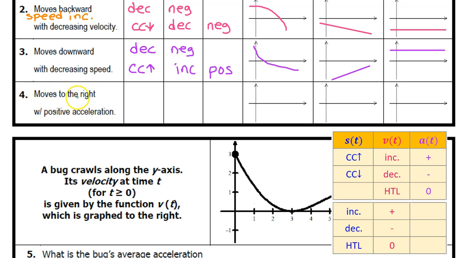Number 4, moves to the right with positive acceleration. Moving to the right means the velocity must be positive. And if the velocity is positive, the position is increasing. Positive acceleration. We are straight up told that the acceleration is positive. And if acceleration is positive, it means velocity is increasing and position is concave up.